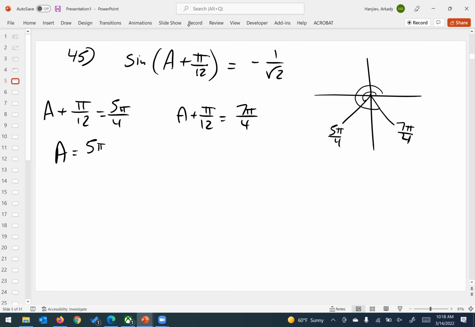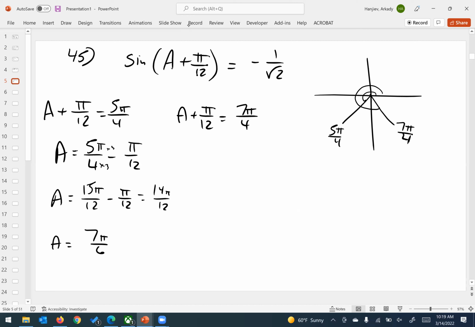Yep, so we subtract. We have a common denominator here, so that's 12. So by 3. How about a 15 pi over 12 minus a pi over 12? Oh, how funny. It makes a 14 pi over 12, but then we reduce. So this guy actually becomes 7 pi over 6. Is that right? Oh, no.